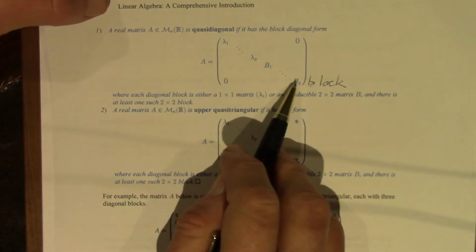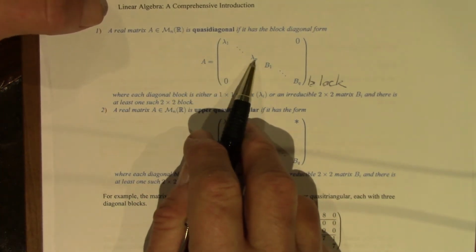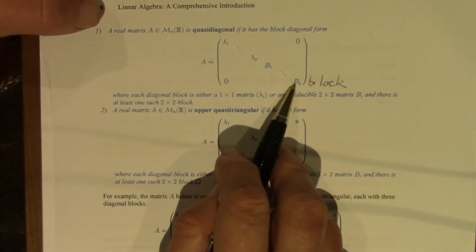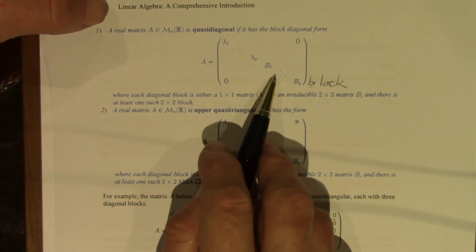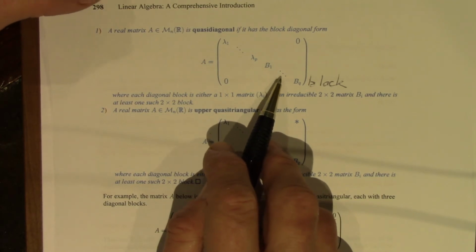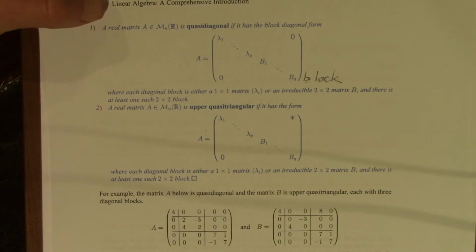Each diagonal block is either a 1 by 1, and I represent that by the lambdas here, or an irreducible 2 by 2. And there is at least one irreducible 2 by 2 block. And I'll comment further on that in a minute. The order in which these diagonal blocks appear is not important, really, but I have standardized it, and I think it's somewhat customary that the 1 by 1 blocks come first and then the 2 by 2s.